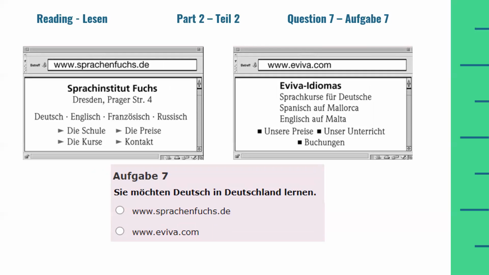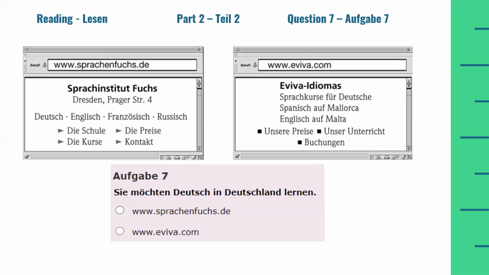Next, we have again a similar type of question. Here the question is, Sie möchten Deutsch in Deutschland lernen. You would like to learn German in Germany. And here we are given two different advertisements of two different institutes, and we have to figure out which one is relevant if we want to learn German in Germany.